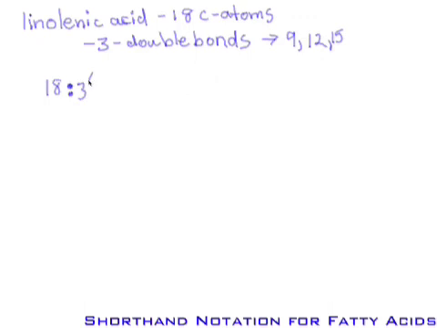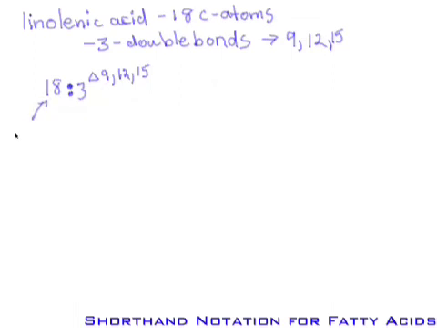We put a superscript delta, which indicates the presence of double bonds. And the numbers are the locants, or where the double bonds are located, as a superscript. So 18 colon 3 superscript delta 9, 12, 15 tells me I have an 18 carbon chain with 3 double bonds located at carbons 9, 12, and 15.